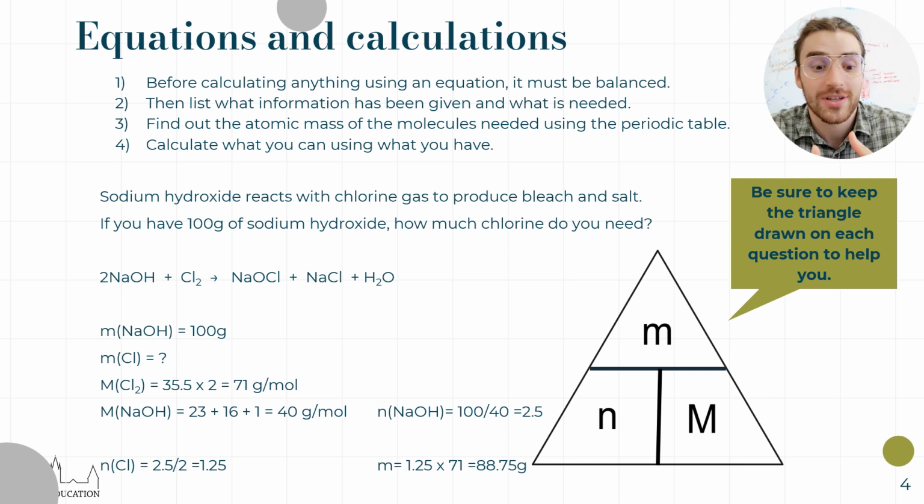When it comes to calculating these equations, the steps that I always tell my students are as follows. Step 1 is to write out your equation, and balance it if it needs balancing. Step 2 is to write under each molecule what you know about it. What have they given you? What have they told you about it? If they've given you the mass in grams, or if they've given you the moles, you're going to write there m equals and your mass in grams underneath that molecule.